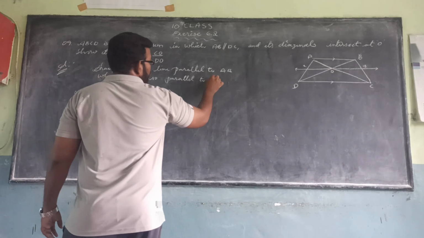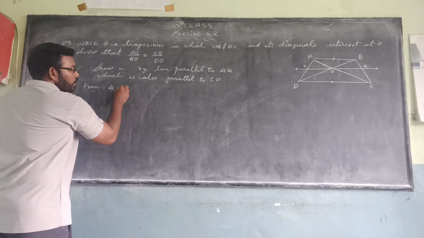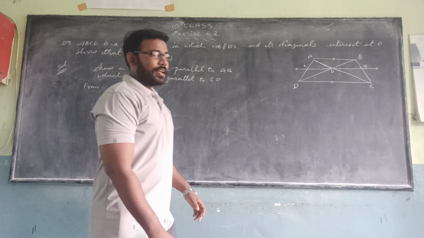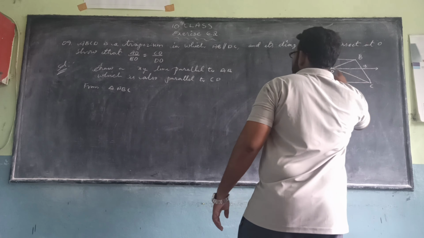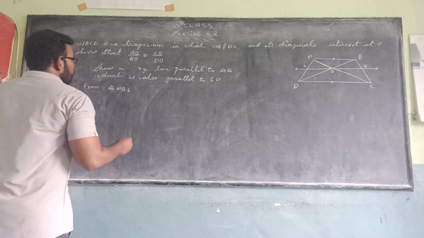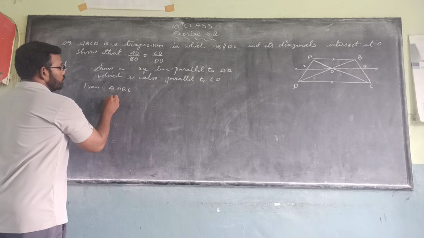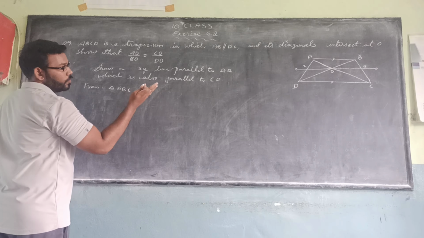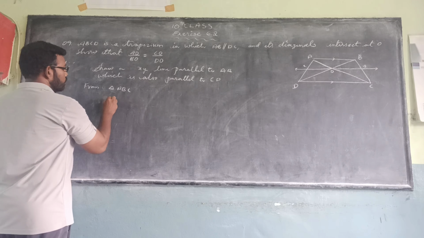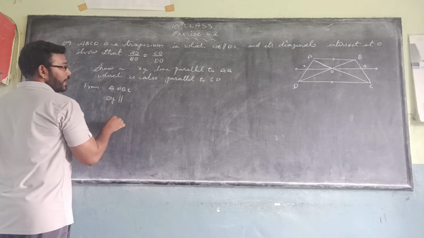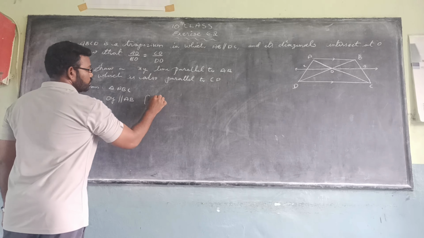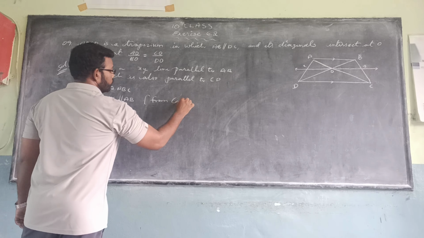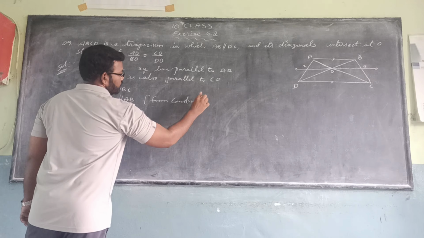So here, from triangle ABC, I am taking the triangle ABC. From it, XY, so OY is part of XY, so OY is also parallel to AB. So this is from construction.